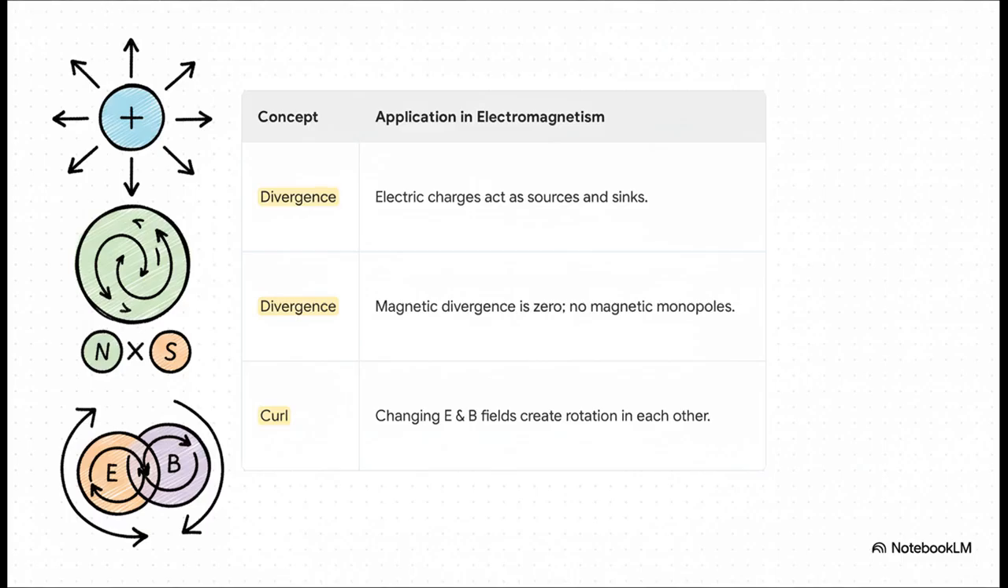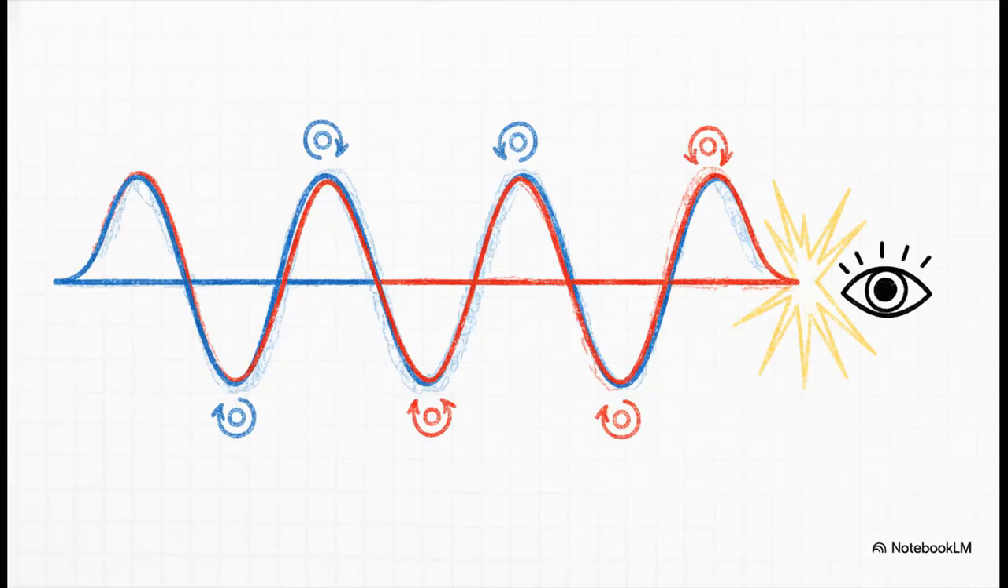And then you have curl, which describes this incredible dance where a changing magnetic field creates a rotational curl in the electric field, and that changing electric field creates a curl back in the magnetic field. And that dynamic interplay, that constant back and forth caused by the curl of these two fields, that is literally what light is, an electromagnetic wave propagating through space. These mathematical ideas are the very reason light exists.